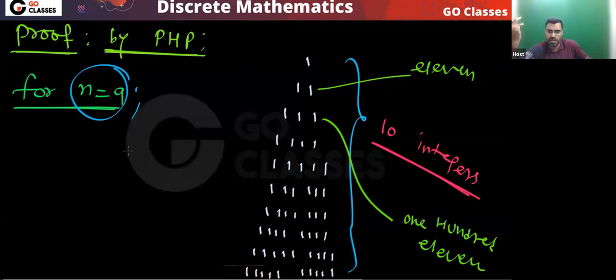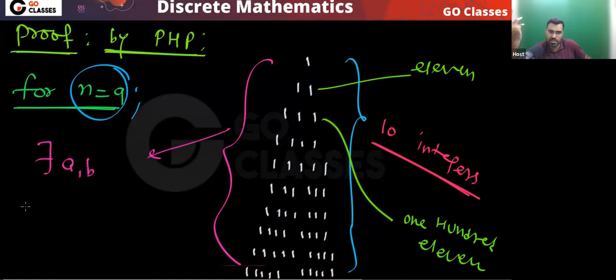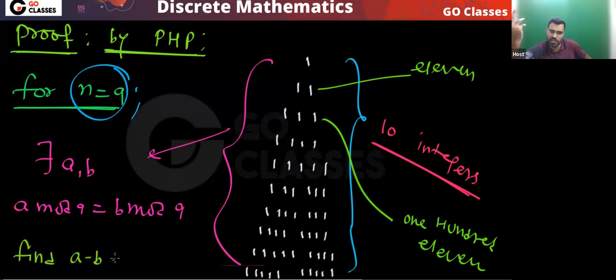The point is, whichever two, you guarantee that there exist a, b such that a mod 9 equals b mod 9. Agree? They will give you the same remainder. Now, all you need to do is find a minus b. Tell me, if you find a minus b, what digits will it contain?